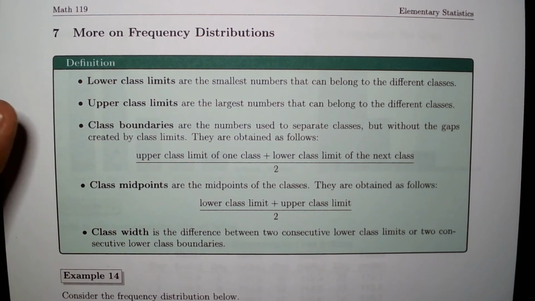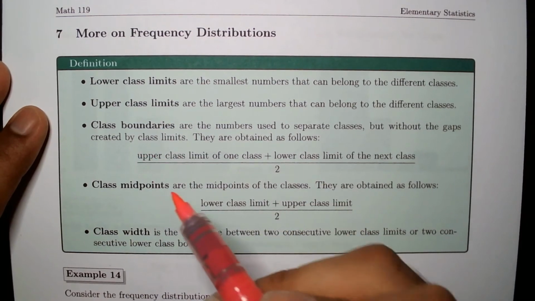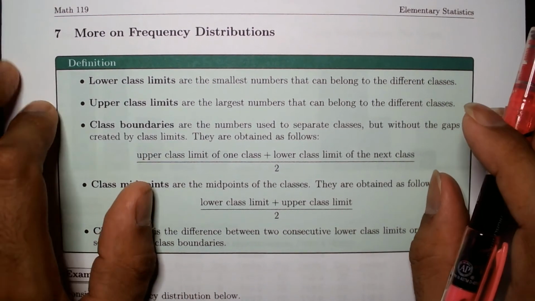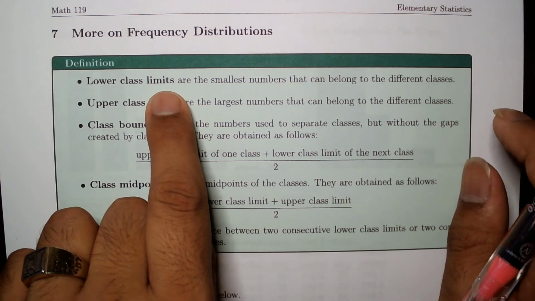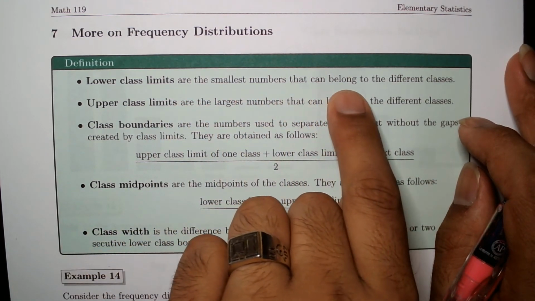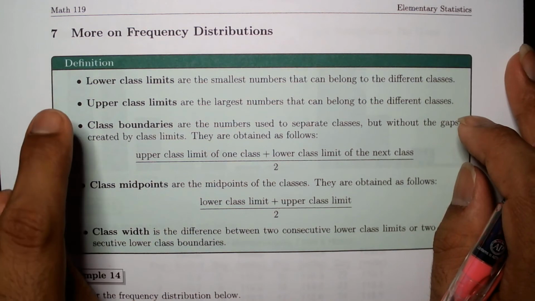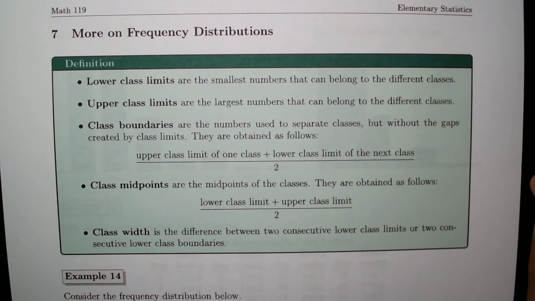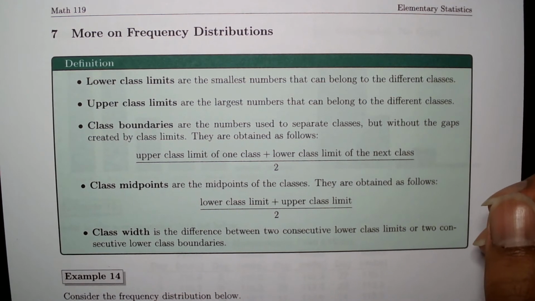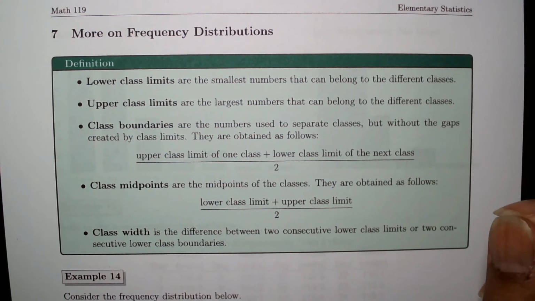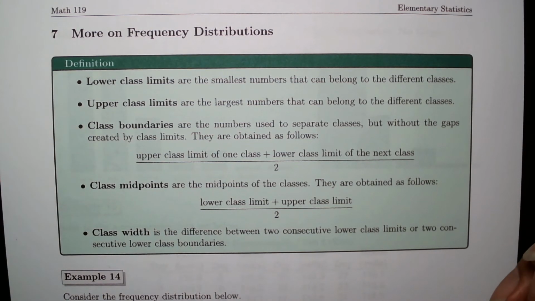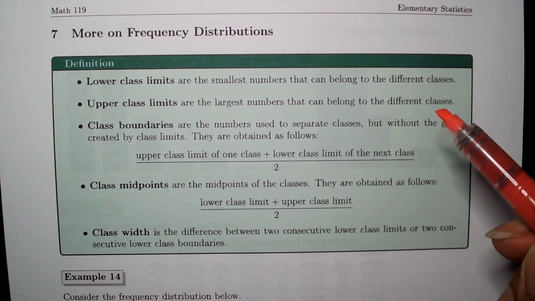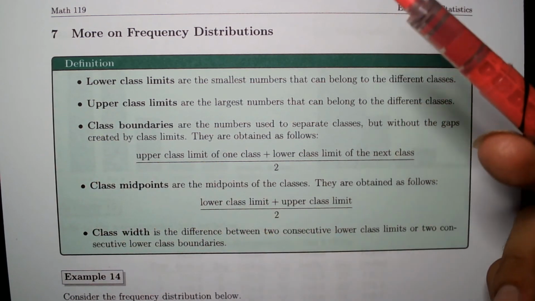Lower class limits, we pretty much defined them already. Again, let's recall: a lower class limit is the smallest of the numbers that can belong to the different classes, and the upper class limits are the largest numbers that can belong to the different classes. Class boundaries, this is new, are the numbers used to separate classes but without the gaps. We're going to use class boundaries when we want to represent the graph without gaps. We don't have to use this all the time, depending on our purpose.